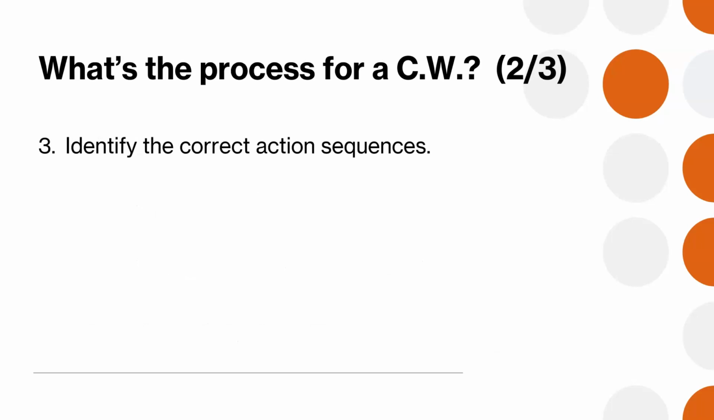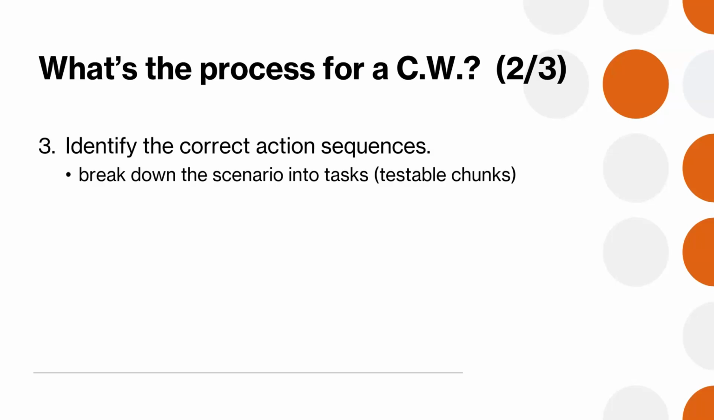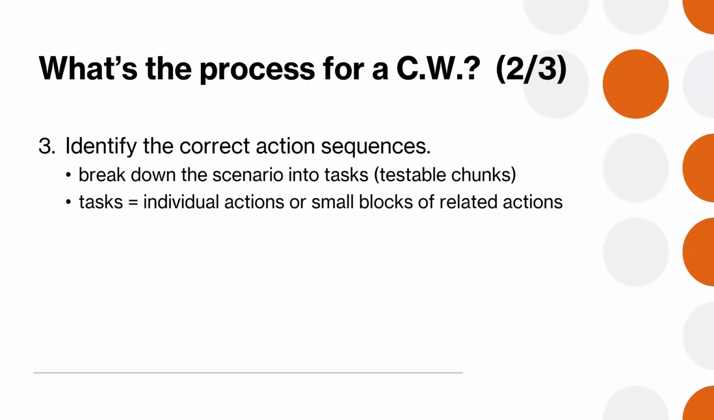Step number 3 relates to what we just talked about. You need to identify the correct action sequences. You're going to break down that scenario into tasks. Those tasks, in other words, are testable chunks of some kind. So we're looking for individual actions or small blocks of related actions that accomplish one sub-goal.